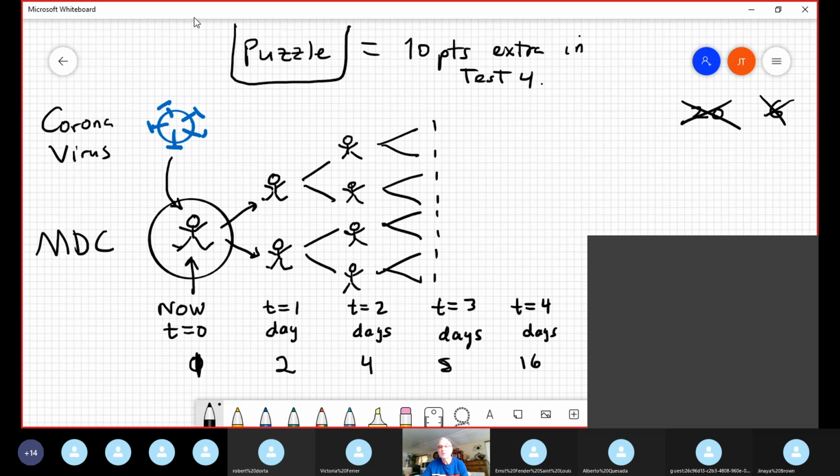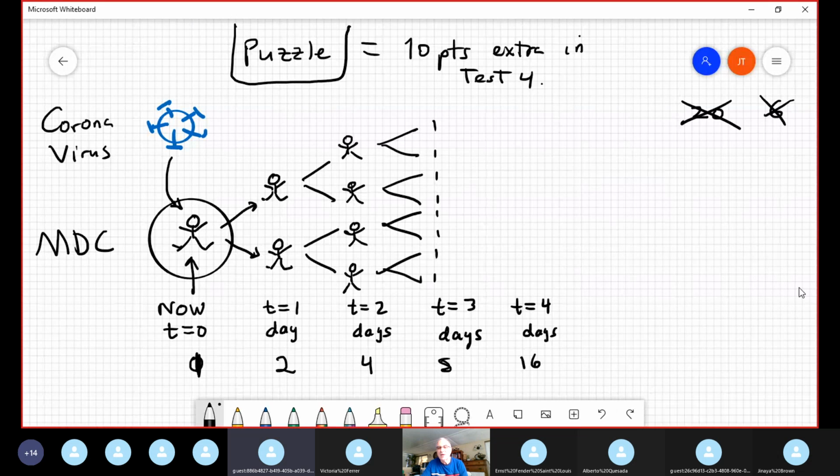It's a sequence. Wait, Professor, so we have to find the pattern first. Let me finish. Yeah, the pattern is clear. The pattern is 2 to the x power. Exponential function. Look, the pattern is 2 to the x power.